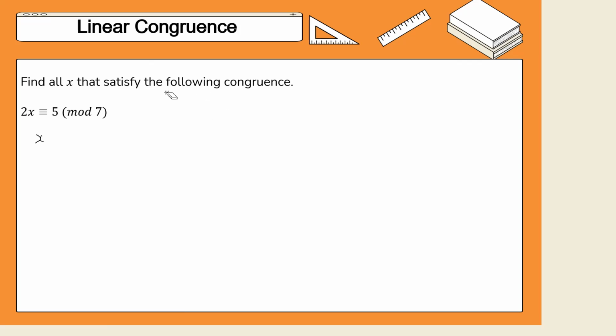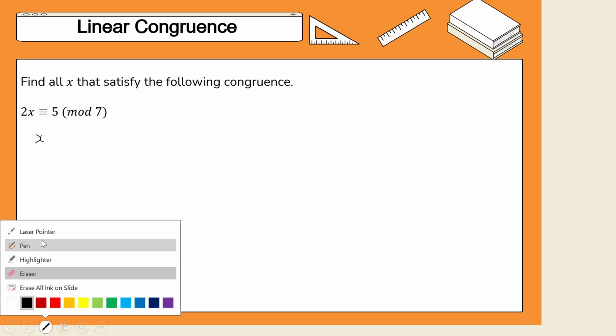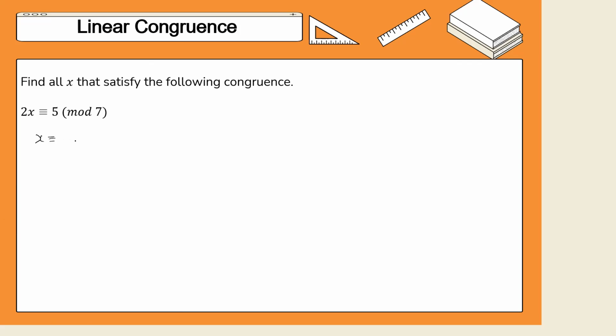There are many solutions. So to write down all the solutions, we write it like this: x is congruent to 6 modulo 7. This is the solution.